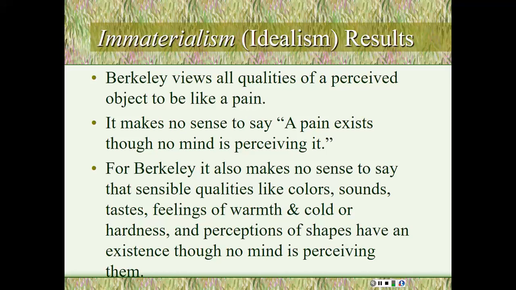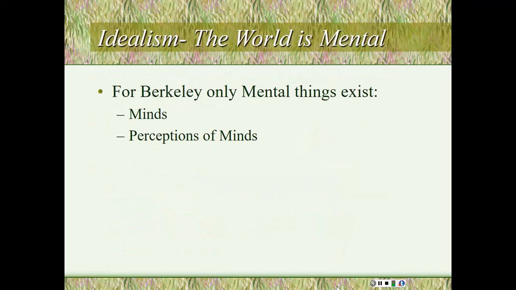The ideas I have of that table over there are produced in me by God. So in Berkeley's philosophy, you don't have any material objects existing independently of anyone perceiving them. There's a sense in which when I see the table, I'm also seeing an idea that's caused in me by God, that's in God's mind as well as my own.